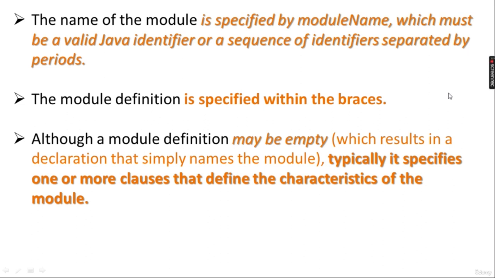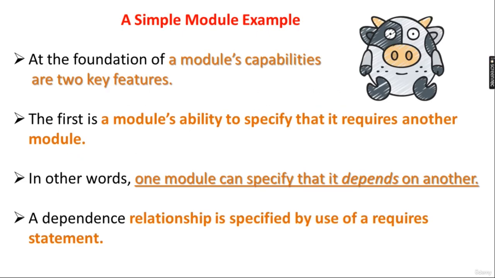Typically, it specifies one or more clauses that define the characteristics of the module. Even if it is empty, it can specify one or more clauses that will define the characteristics of the module. Simple module example.